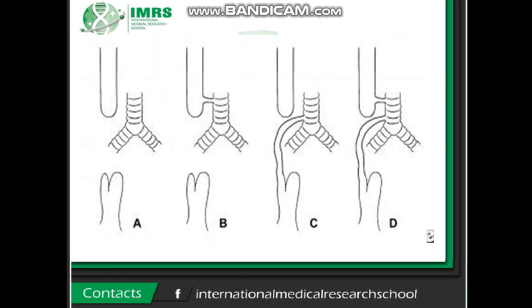In this picture, these are the 5 types of esophageal atresia. Type A, this is number 1, and type B, this is number 2. Type C, this is number 3. Type D, this is number 4. And type E, this is number 5, H type.